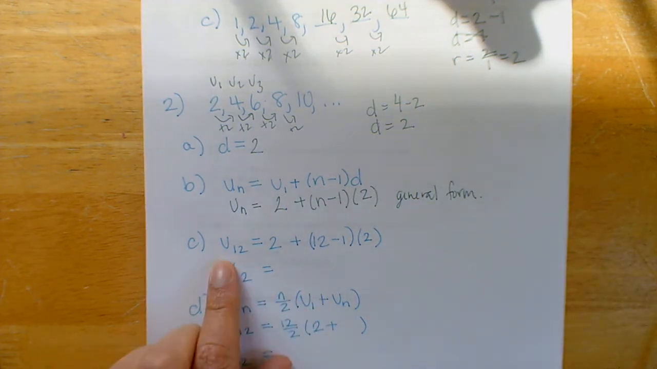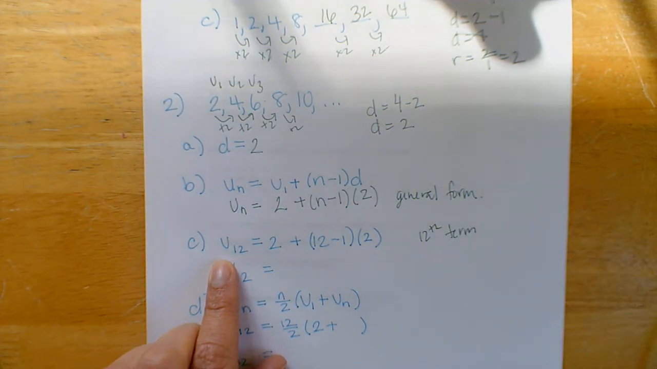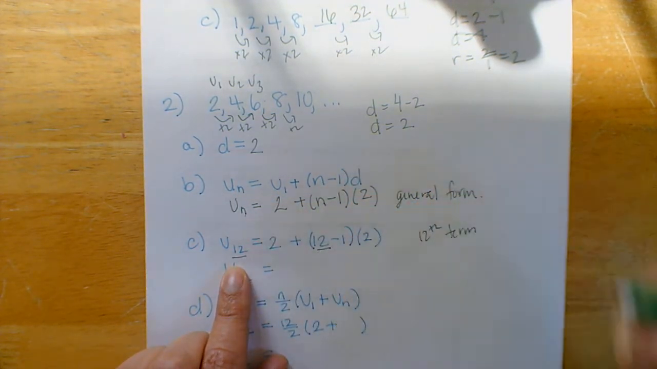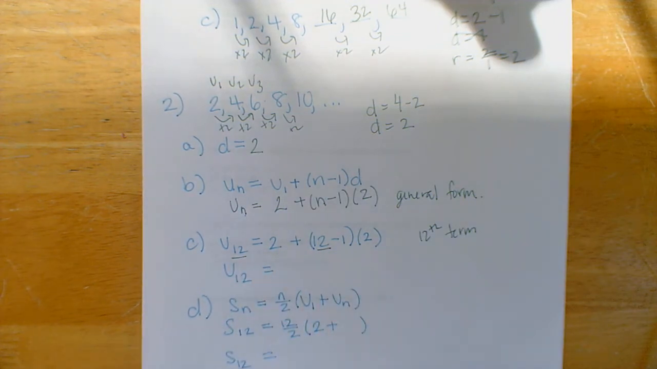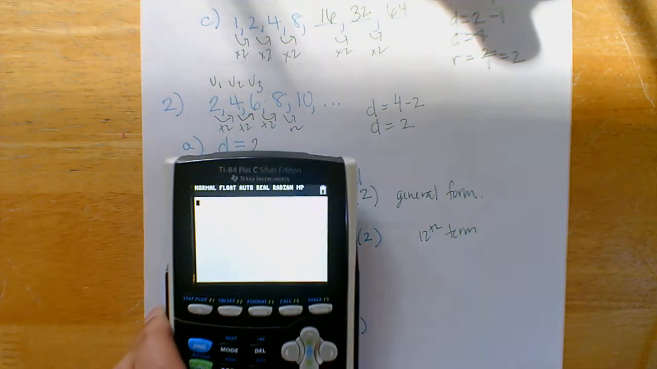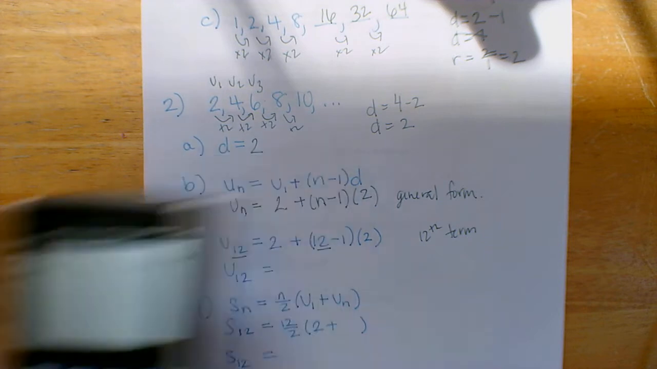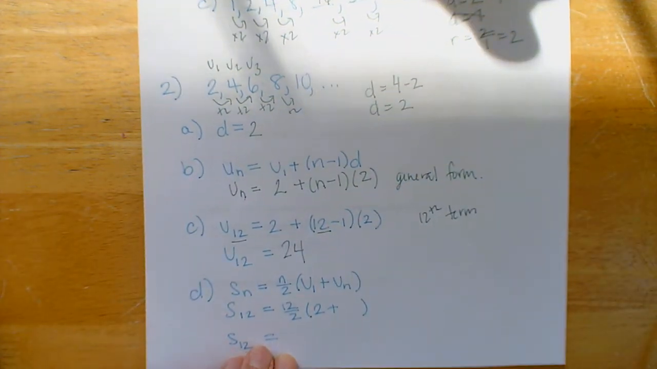Okay. Part C says find the 12th term. So now we have to use our general form, and where we have the n, we put the 12 in. So we had the n here, we put the 12 in. We had the n here, we put the 12 in. And what we have to do on this side is put it directly into the calculator just like you see it. You can even use parentheses. So 2 plus 12 minus 1 times our common difference of 2, and we're going to get 24. You do need a graphing calculator for this class.